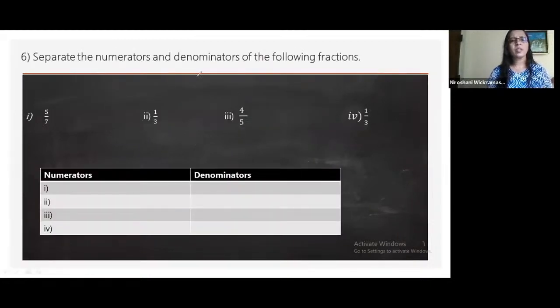Fine. Separate the numerators and denominators of the following fractions. Now you know, over the line is the numerator and this is the denominator. Then you can write the numerators on this side. What are the numerators here? 5. Second one, numerator is 1. Third one it is 4. Fourth one it is 1. And the denominators are 7, 3, 5, 3.